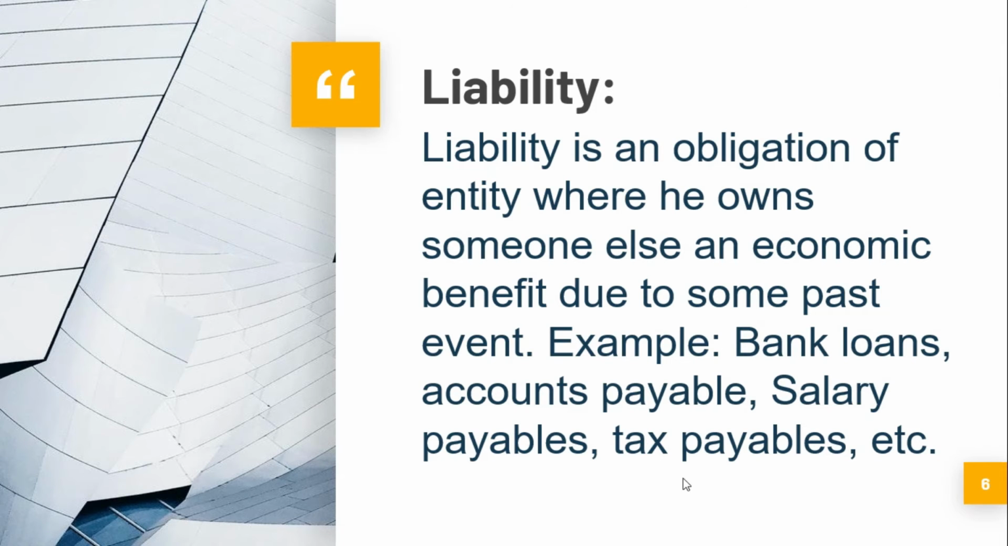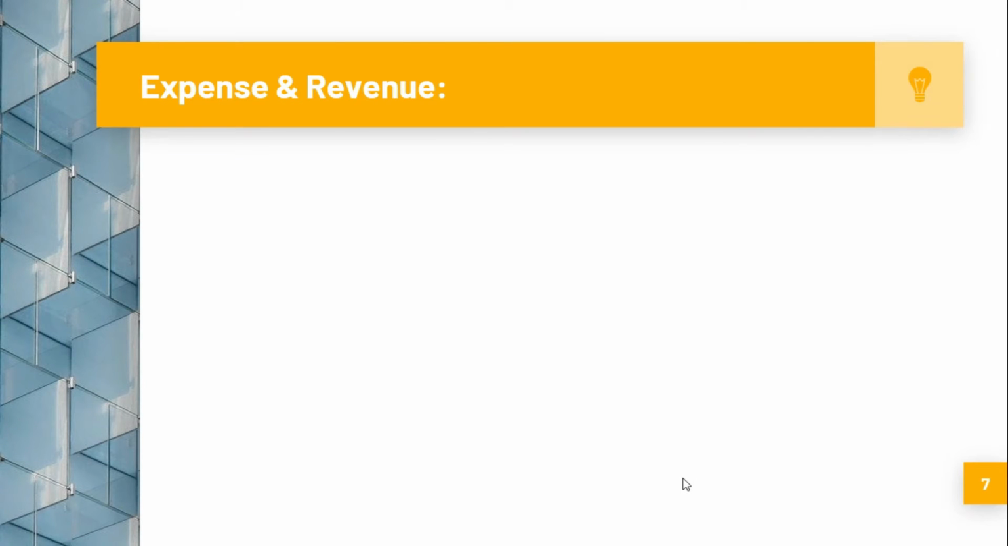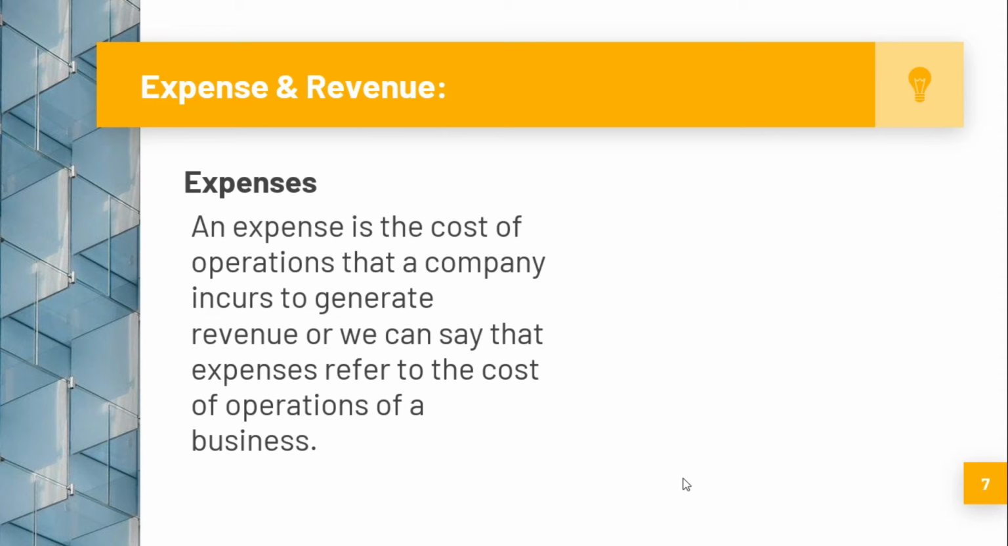to some past event. Next, expenses and revenue. First, let's understand what is expenses. An expense is the cost of operations that a company incurs to generate revenue, or we can say that expenses refer to the cost of operations of a business. Let's say you're a laptop manufacturing company, and to manufacture that laptop, you have to buy the raw materials. So, the cost of the raw materials is an expense for you, and now transporting the raw materials from one place to another, that is also an expense for you. You also need electricity to do your job. So, electricity bill is also an expense for you. So, we can say that expenses are the cost a company incurs to generate revenue or to run its day-to-day operations of its business. Next is revenue.